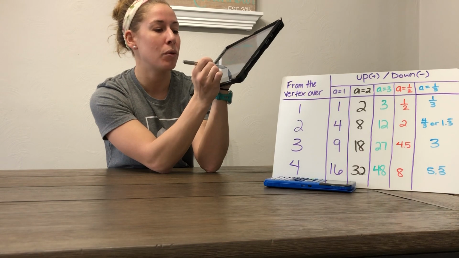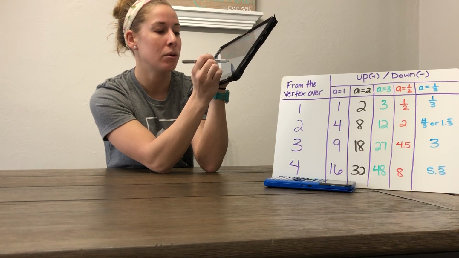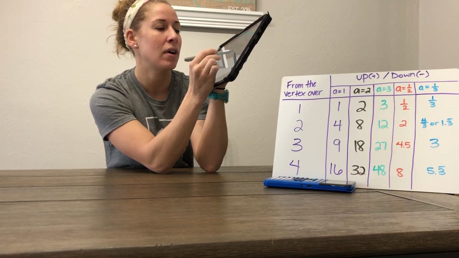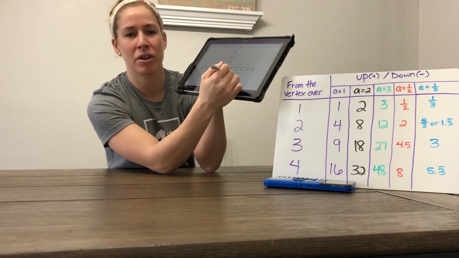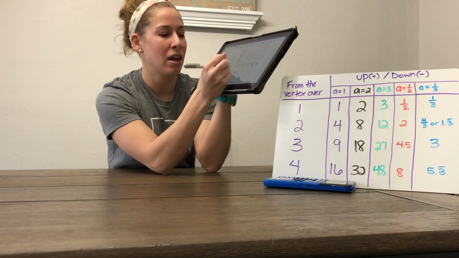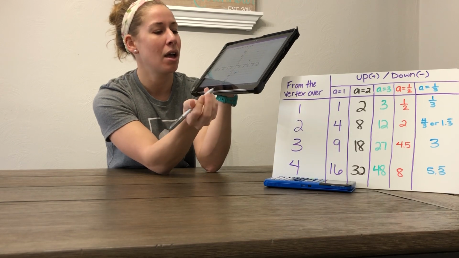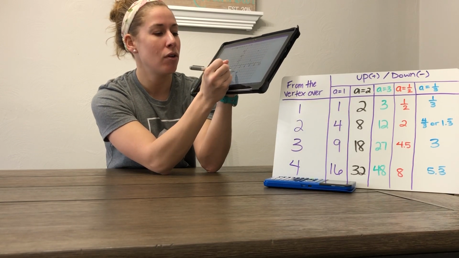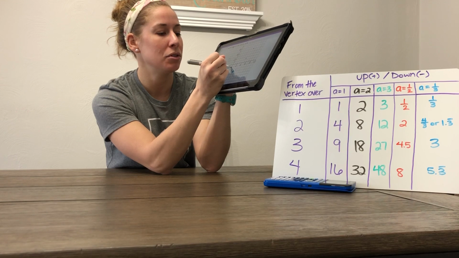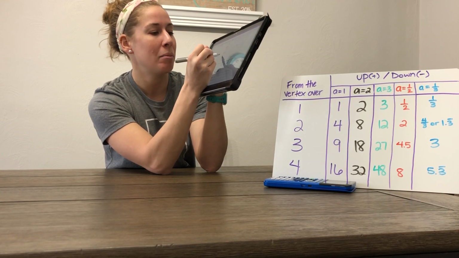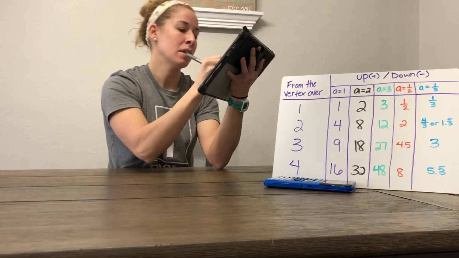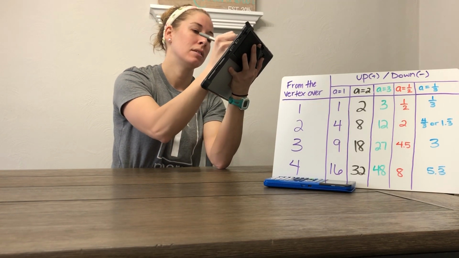You could go over 4, up 8. But again, really 3 points on the sides are all that I would need to see that you got the pattern correctly. So over 1 up a half, over 2 up 2, over 3 up 4.5, over 4 up 8. Connect your sides.